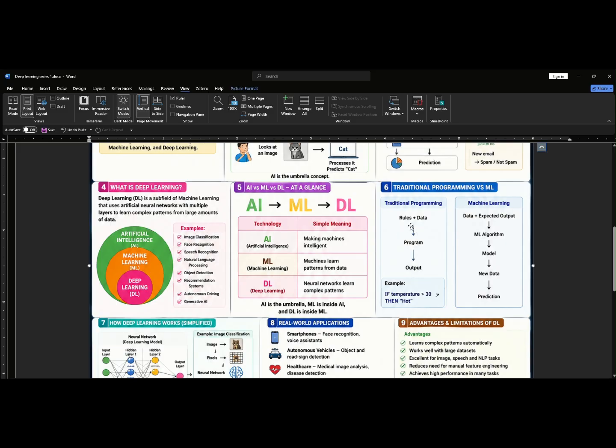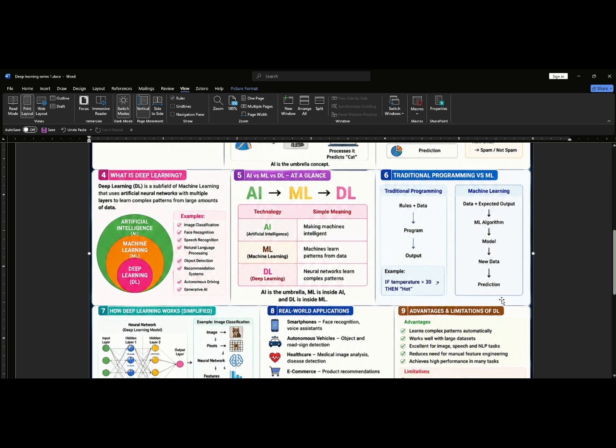In traditional programming, rules and data are converted into a program that produces the output. For example, if temperature is greater than or equal to 30, then it is hot; that is one condition. In machine learning, data and expected outputs are given, the ML algorithm builds the ML model, and when new data is given, predictions are made based on it.